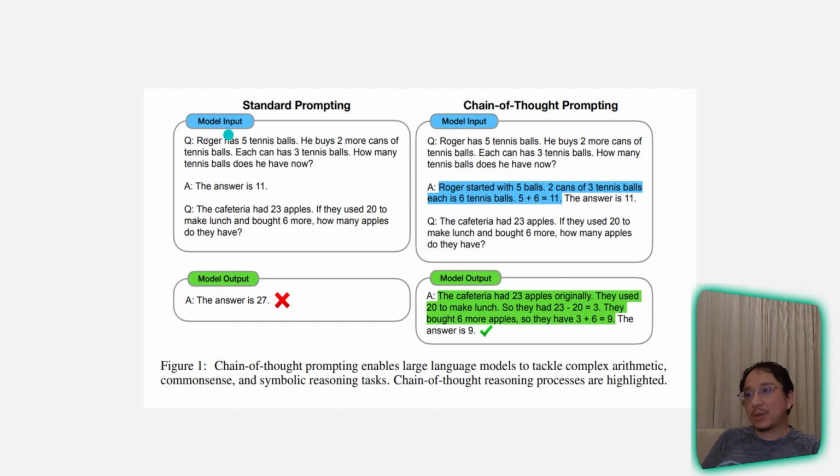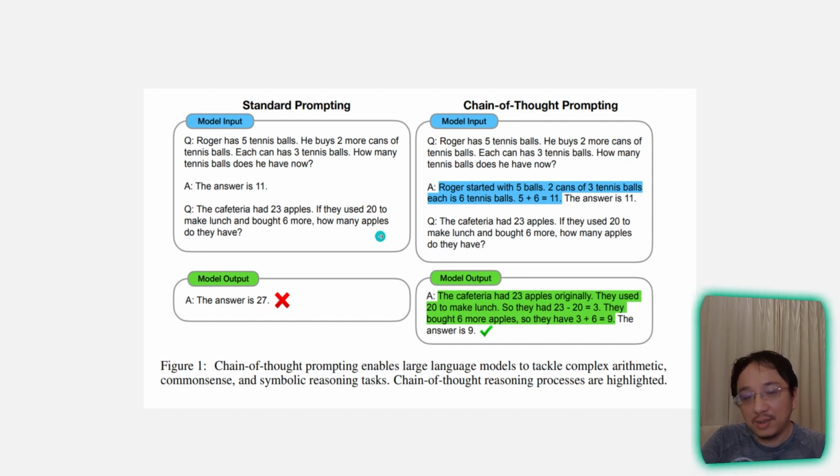So the standard prompting looks like this. We give a question, a math word question. Roger has 5 tennis balls. He buys 2 more cans of tennis balls. Each can has 3 tennis balls. How many tennis balls does he have now? If we do a calculation, we can find out the answer is 11. So we give an example answer for this question, and we give another question, hoping the GPT can complete the answer.